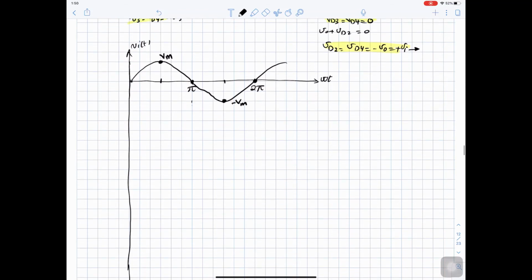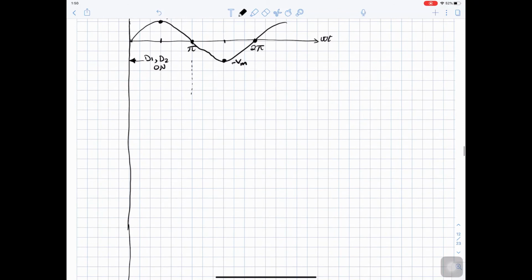Now, during this time, we have diode 1, diode 2 on, okay? And as we mentioned, we can specify when the diode is on, but we cannot tell when it is off until we sketch the current. Please don't fall into this trick. So the diode will turn on when it is forward biased, but it will not turn off unless its current goes to 0.